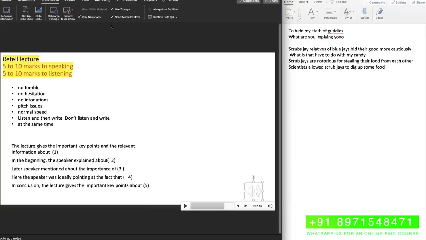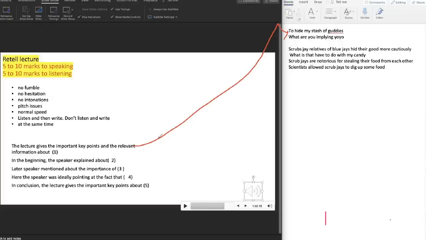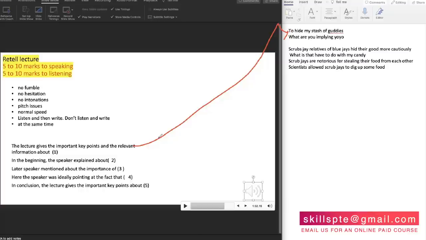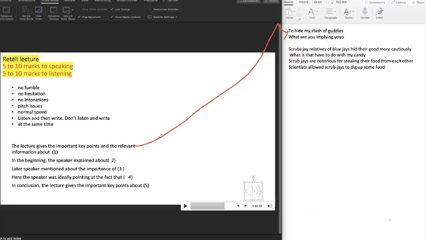The template of the first line, I'll just speak this. Second line. The lecture gives the important key points and the relevant information about to hide my stash of goodies. In the beginning, the speaker explained about what are you implying. Later, the speaker mentioned about the importance of scrub jays, relatives of blue jays, hid their food. You cannot do this by typing mistake. If you write good, continue. Hid their food more cautiously. Here, the speaker was pointing at the fact that what does that have to do with my candy? Scrub jays are notorious for stealing their food from each other. In conclusion, the lecture gives the important key points about scientists about scrub jays to dig up some.